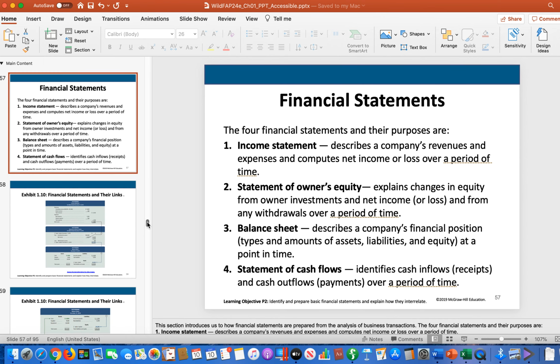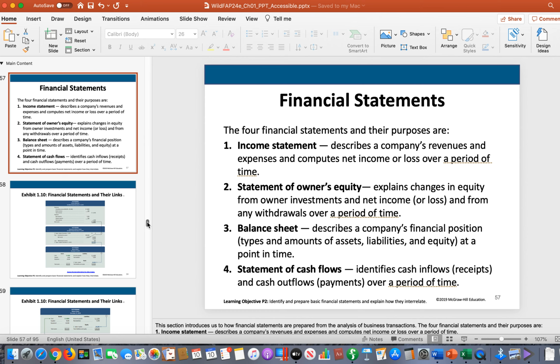Let me say it this way. The very first statement that you generate is the income statement. And then you're going to take information from the income statement and incorporate it in the statement of owner's equity. And then you're going to take information from the statement of owner's equity and incorporate it in the balance sheet. And then the statement of cash flows is comprised of information from the income statement and at least two periods of balance sheet information. 2 periods.